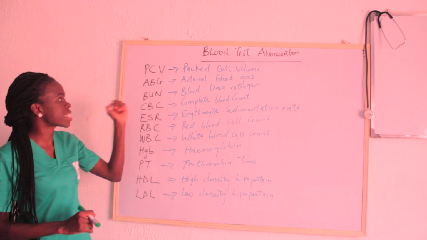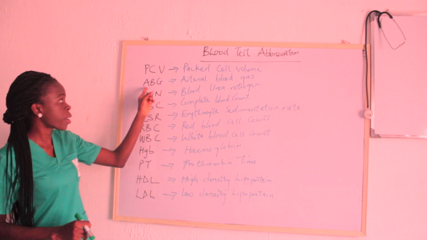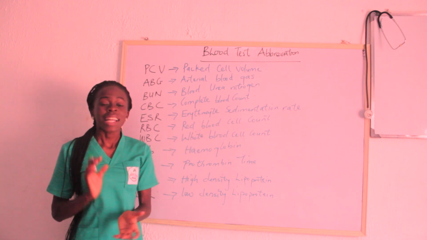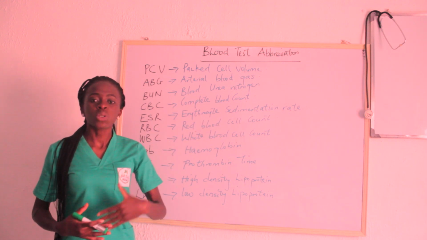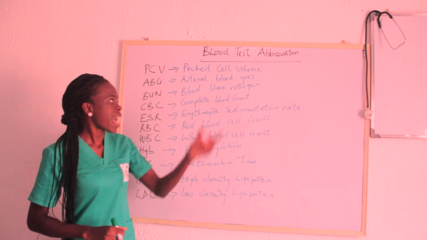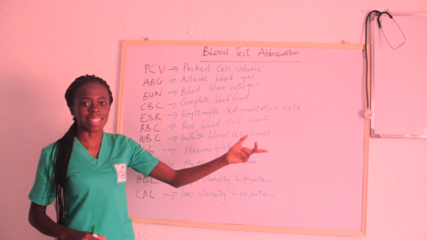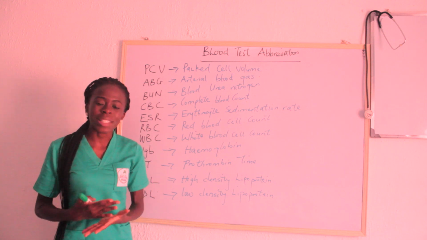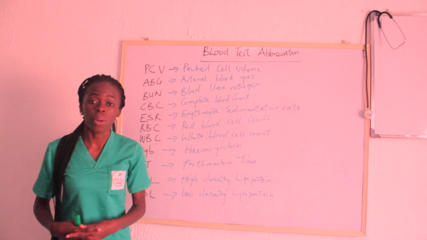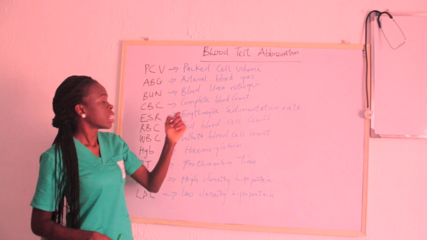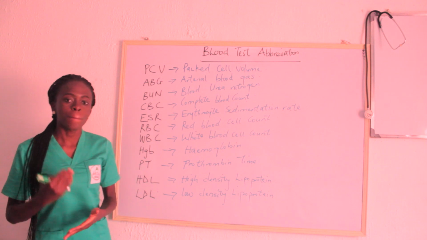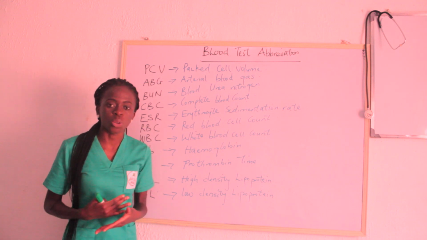Then the second is the ABG, which is arterial blood gas. Arterial blood gas is the amount of oxygen and carbon dioxide present in the blood. It is the amount of oxygen and carbon dioxide that are present in our blood. That's ABG. Then the next is BUN, which is blood urea nitrogen.